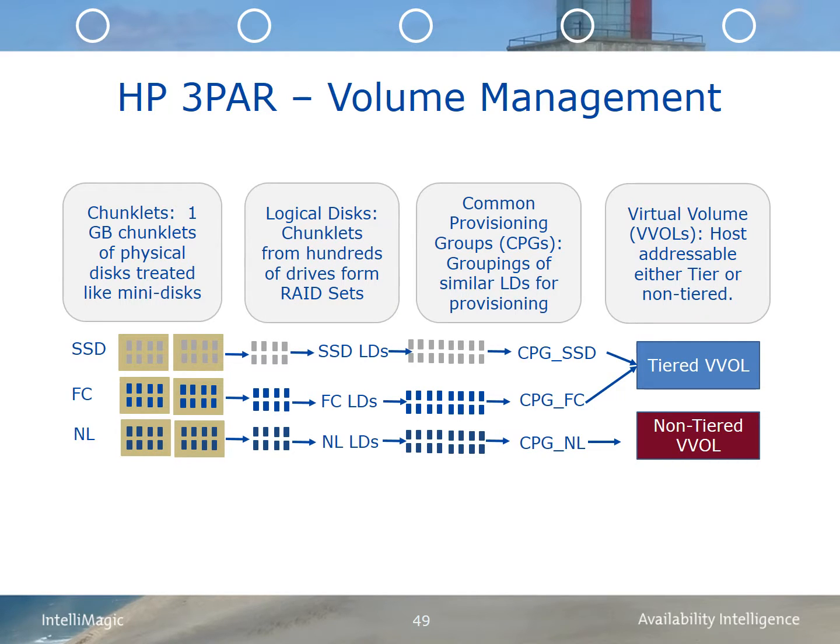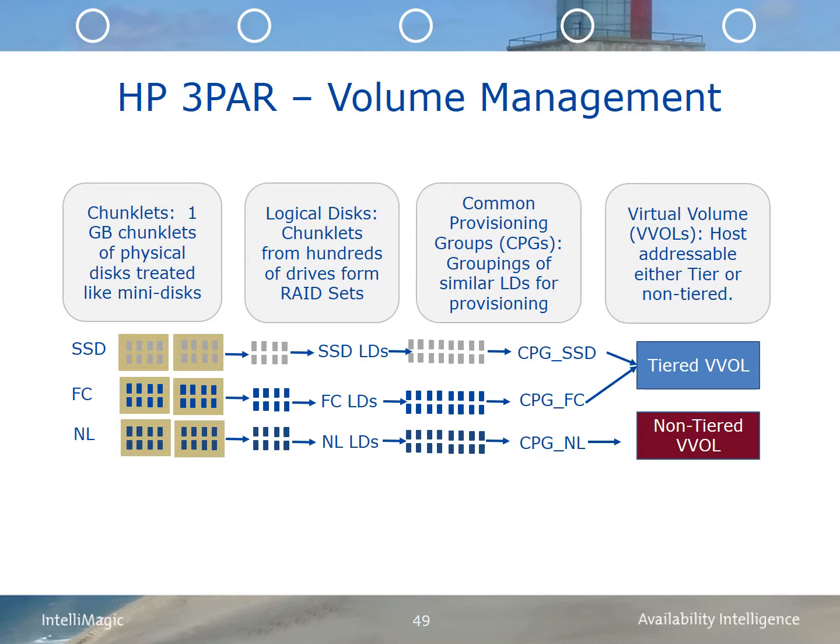Let's take a look at the HP3PAR volume management. The way it works is you'll have SSDs, fiber channel, and nearline devices as your disk drives. Within those, you'll have chunklets that actually come straight from the physical disk, and they're treated like mini disks. Those chunklets are grouped together to form logical disks. Now, a single logical disk will consist of chunklets from one disk device type. So you'll have SSDs, fiber channel, and nearline with chunklets. Those chunklets will be grouped together to form SSD logical disks, fiber channel logical disks, and nearline logical disks.